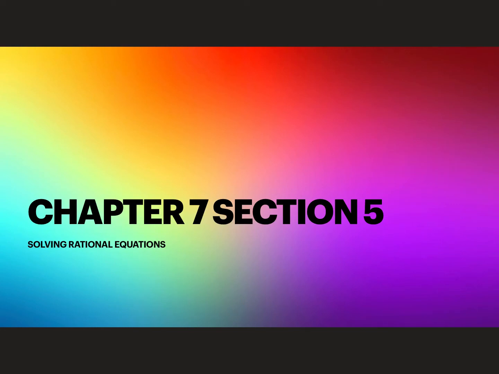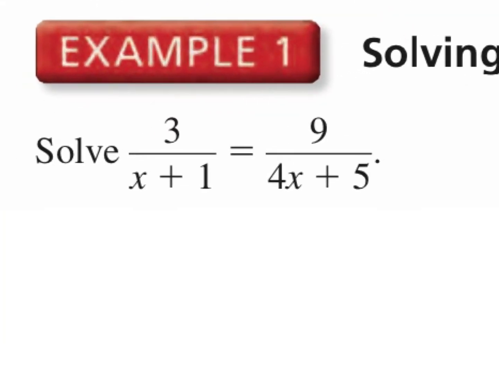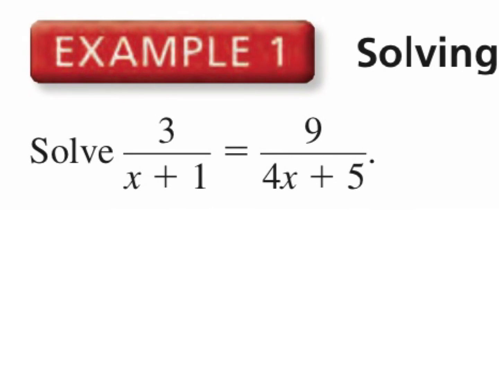Chapter 7, Section 5, we're going to be solving rational equations. So we're going to use what we learned in 7.4 to help us solve equations. Whenever we have a fraction equal to a fraction, we can solve by cross multiplying. Looking at example 1, cross multiplying, we multiply the bottom of the left with the top of the right, and the bottom of the right with the top of the left.